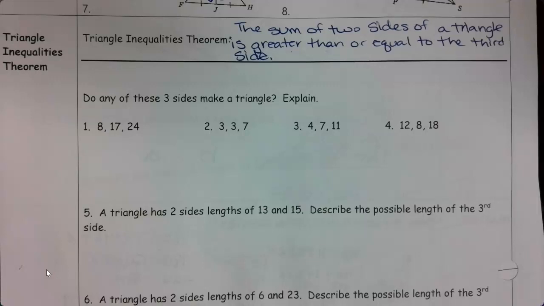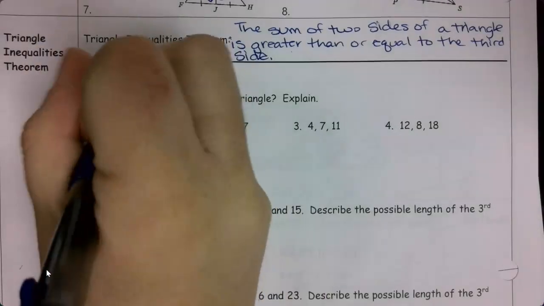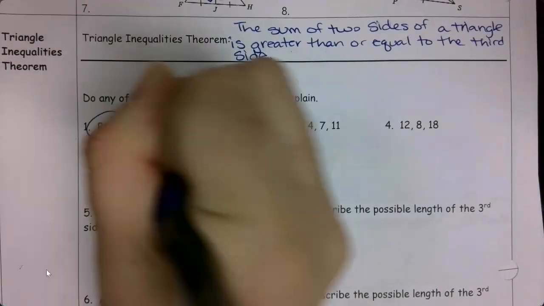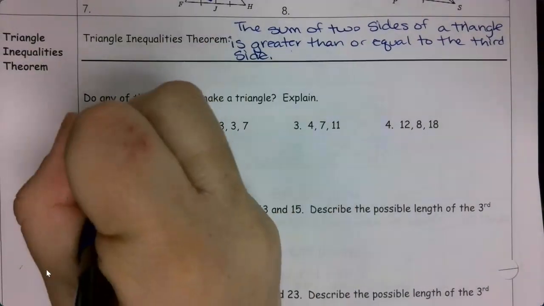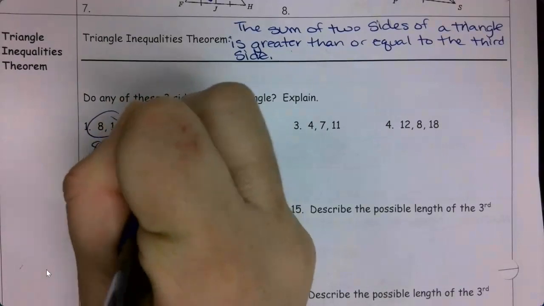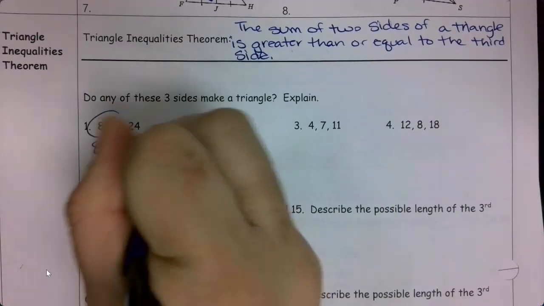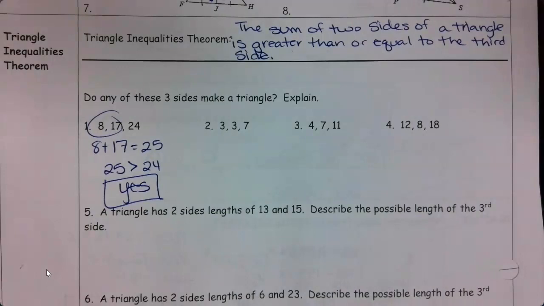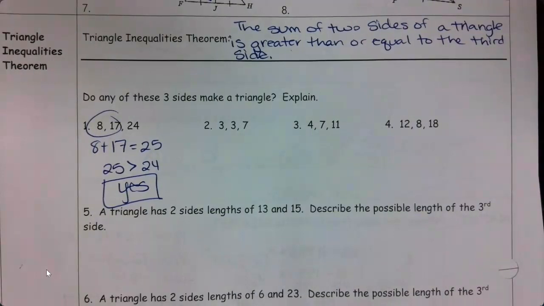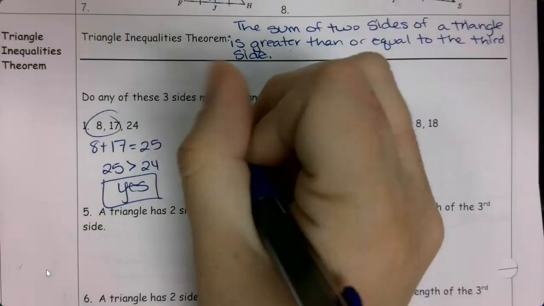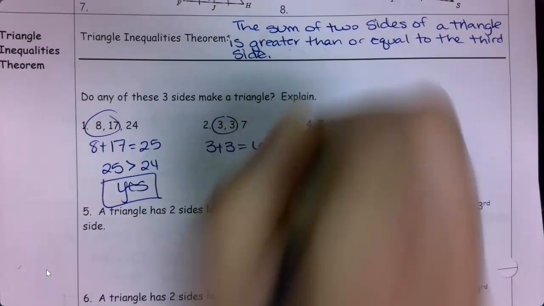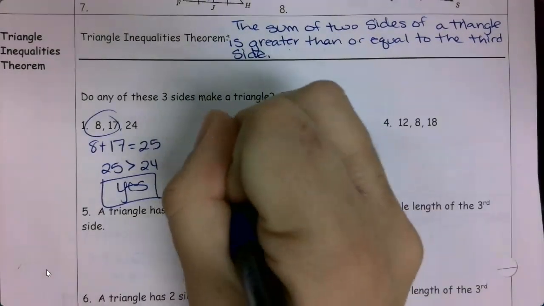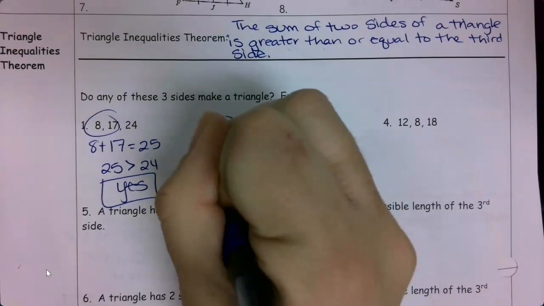Okay, so for these ones, what I want to do is pick my two smallest sides and add them up to see if they are greater than or equal to the third one. So I'm going to take the 8 plus 17, which gives me 25. 25 is greater than 24, so this one is yes. Same thing for number 2. I'm going to take my two smallest sides, which are 3 and 3. Gives me 6. 6 is smaller than 7, so this one is no.